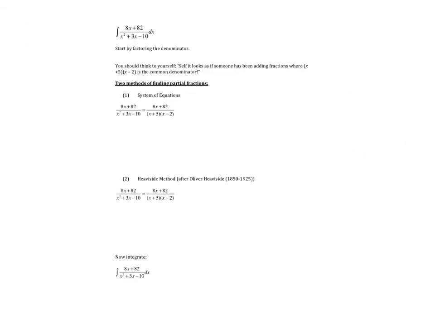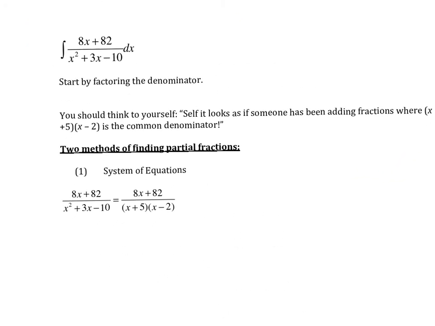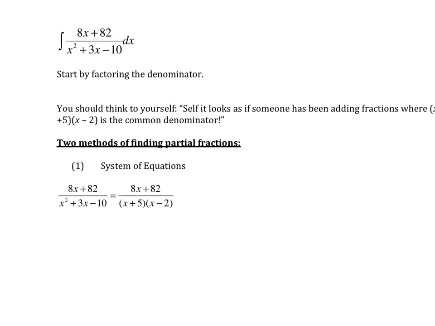In this example, we're going to go back to that same problem that we tried to use substitution on and it didn't work. So we're going to find the integral of 8x plus 82 over x squared plus 3x minus 10. Now we know we've already tried substitution and that didn't work. So the next step, in order to use partial fraction decomposition, would be to factor the denominator.